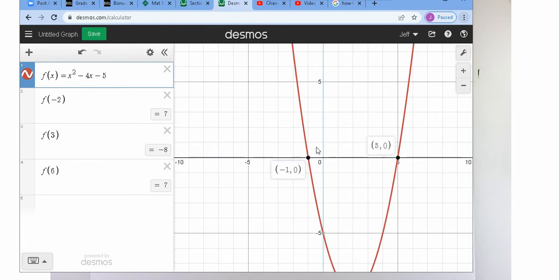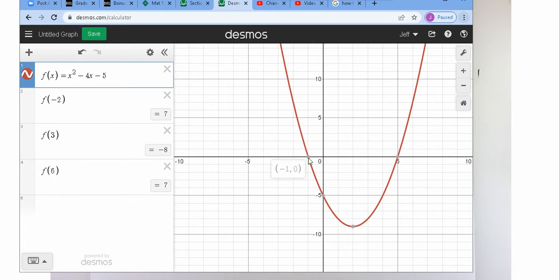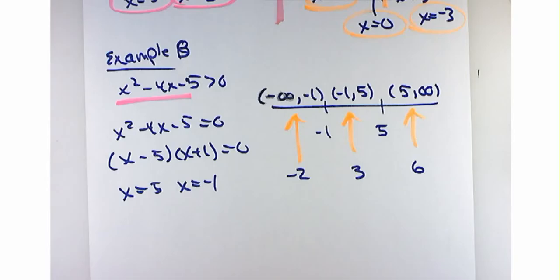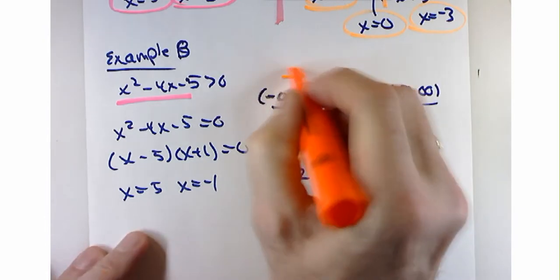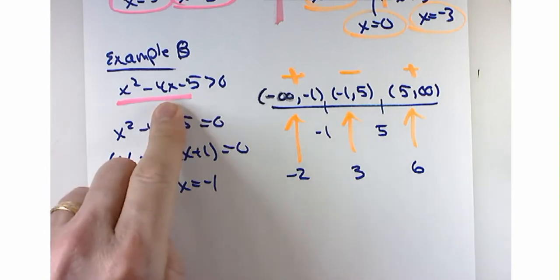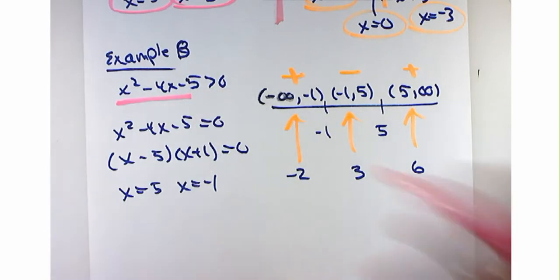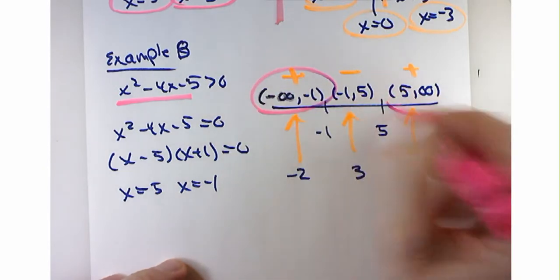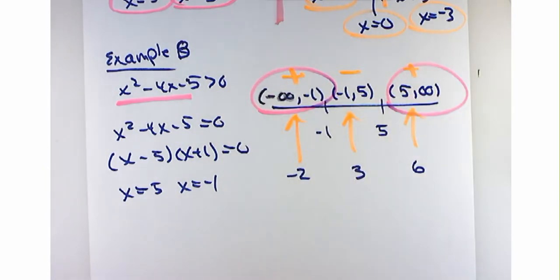So let's dial it in a little bit better. So to the left of -1, the graph is positive. That lies above the x-axis. Between -1 and 5, it's negative. To the right of 5, it's positive. So let's put that on our sheet here. Plus, minus, plus. And of course, we want to know where this is greater than 0. And that's going to be this interval and this interval. Those two intervals.